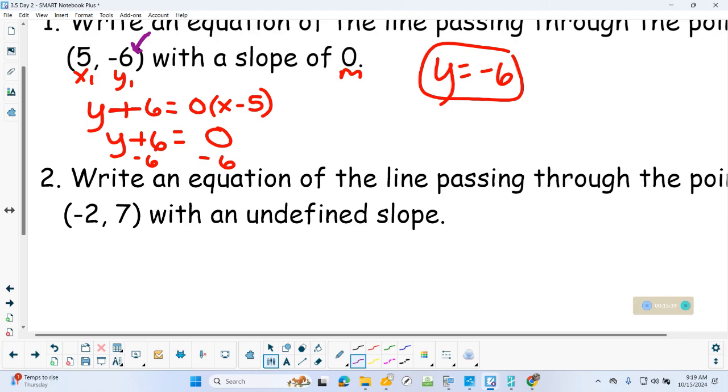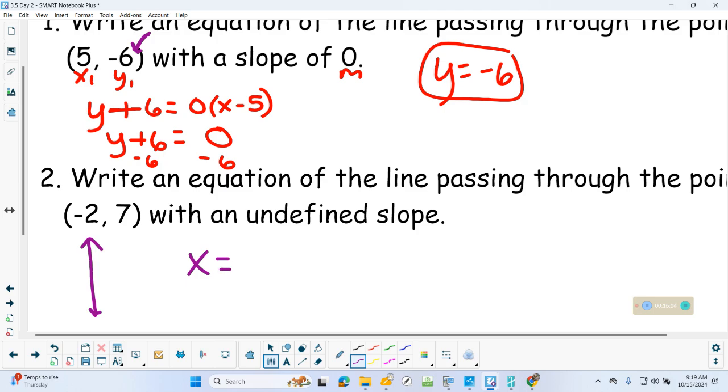Now, 2, passes through the point, undefined slope. Interesting. How am I going to distribute undefined through? Like, that's weird. We can't do that. Okay, so undefined slope. We've seen it. We know it. Undefined slope remembers a vertical line. This is just kind of a hoopty sketch of it. All vertical lines will always hit the x-axis. So they're always x equals. So I don't even have to do any work for this.